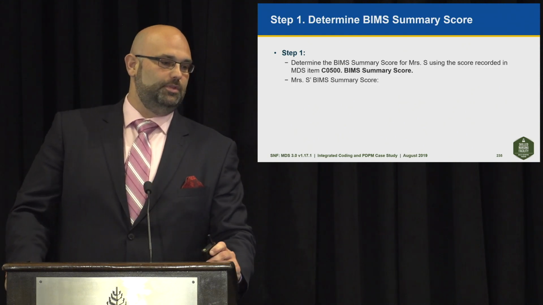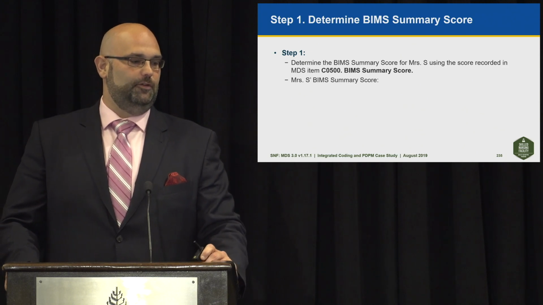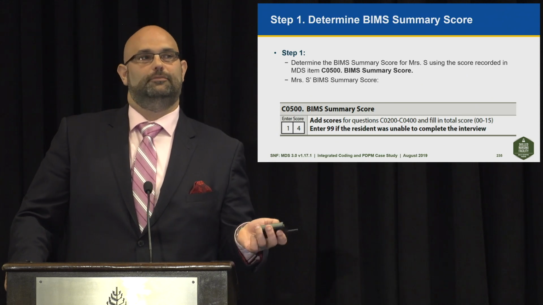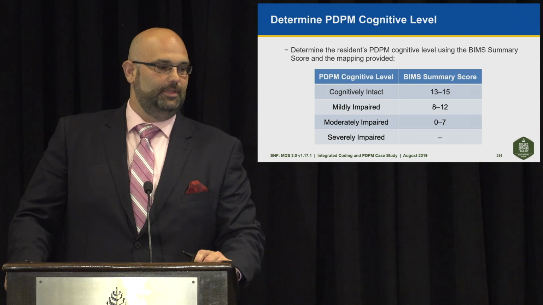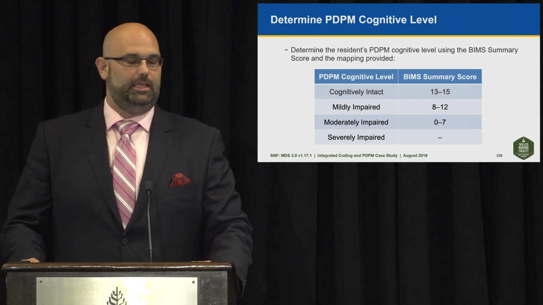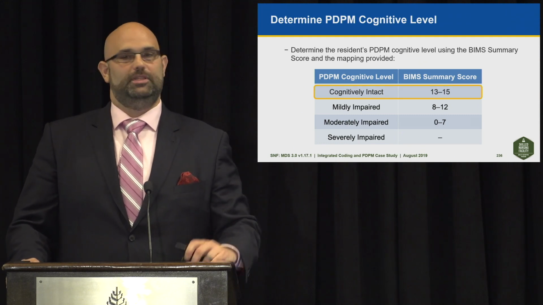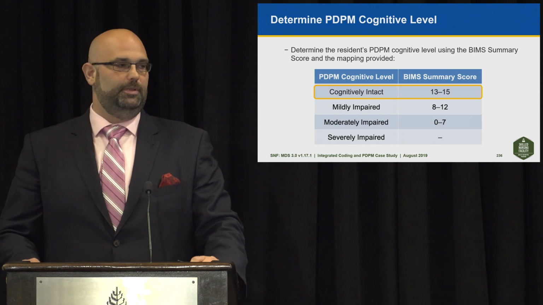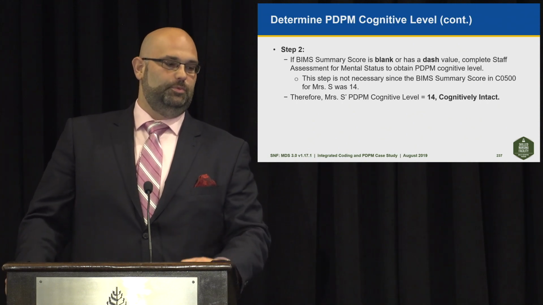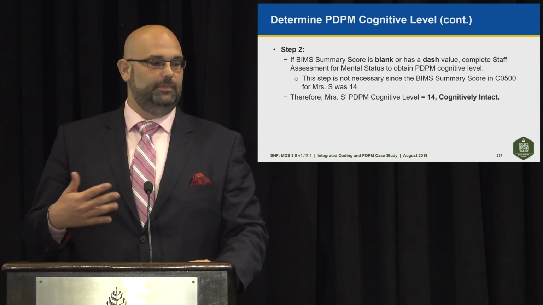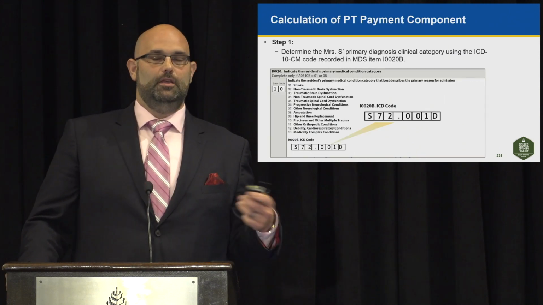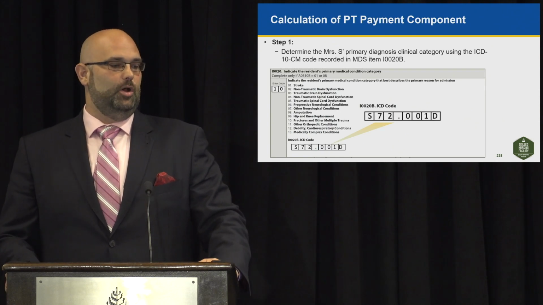So the first step is determining the BIMS score. Step one, we determine the BIMS score as recorded in MDS item C0500, and the BIMS summary score here was 14. Hopefully everyone has that. Determine the resident's PDPM cognitive level based on that BIMS score. The person had a score of 14, so that would put them in the 13 to 15 bin, and therefore they are identified as being cognitively intact. Step two, if the BIMS score is blank or has a dash value, you go to the staff assessment. Here, that was not necessary because we did have a BIMS score of 14, which again was cognitively intact.